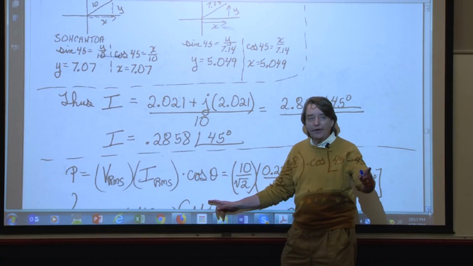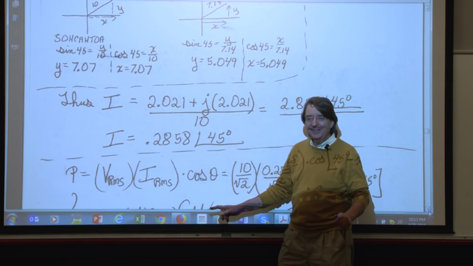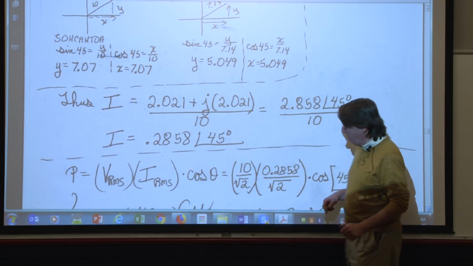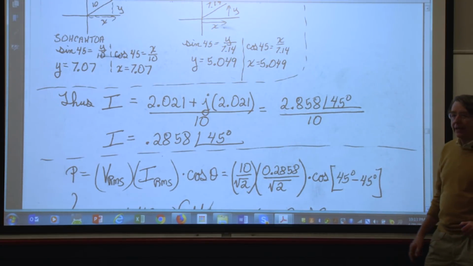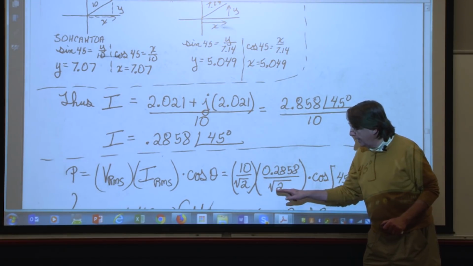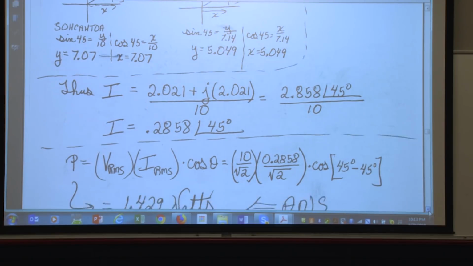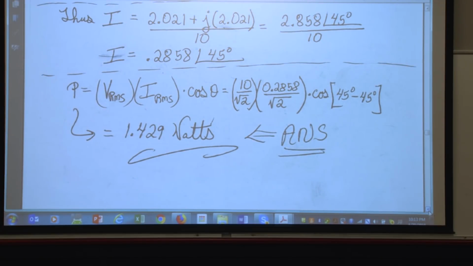What's theta? How do I calculate theta? The angle of what minus the angle of what? Right, thank you, Parker. It's the angle of the voltage minus the angle of the current. Remember, once again, it's VRMS and IRMS. And that gives us the real power, and I think that takes care of 2 quick problems. Did I go through them okay?